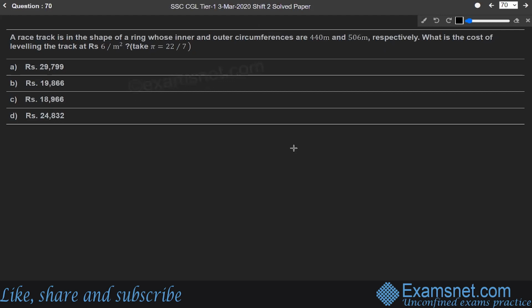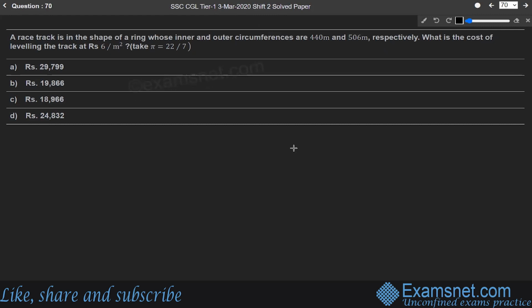A racetrack is in the shape of a ring whose inner and outer circumferences are 440 meter and 506 meter respectively. What is the cost of leveling the track at rupees 6 per meter square? Take pi is equal to 22 by 7. In this question, we have a racetrack which is in the shape of a ring, means it is circular, and its inner and outer circumferences are given, which is 440 and 506.